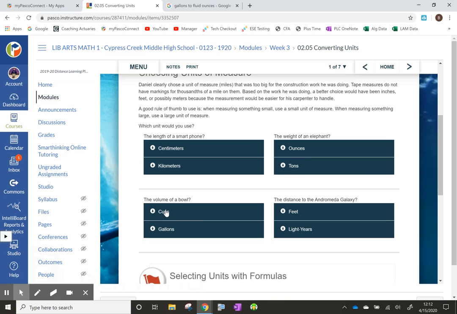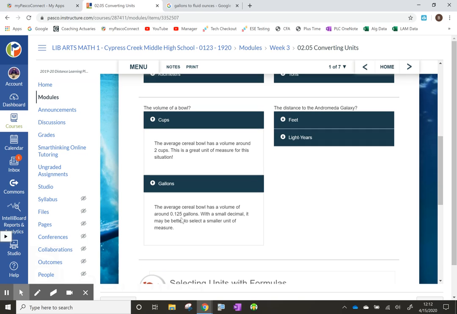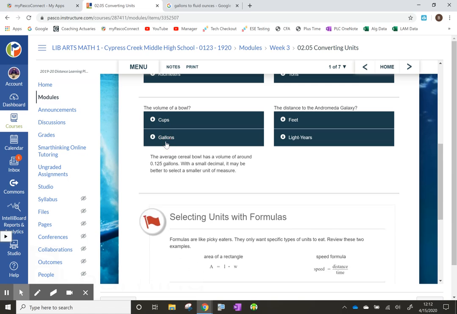The volume of a bowl. Volume, I think, particularly gets a lot of us. Would you want to measure a bowl in cups or gallons? Now, when I think of gallons, I think of that giant jug of milk, right? That's kind of how I imagine how big a gallon is. I know that's way bigger than a bowl, so I'd probably go with cups here. Your bowl is about 2 cups in volume, whereas a bowl in gallons is 0.125 gallons. So again, cups is a slightly better unit to measure that with.